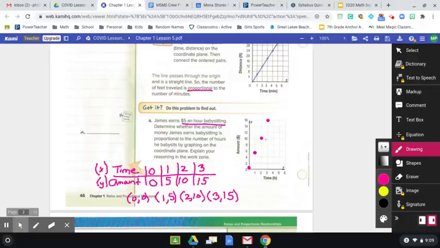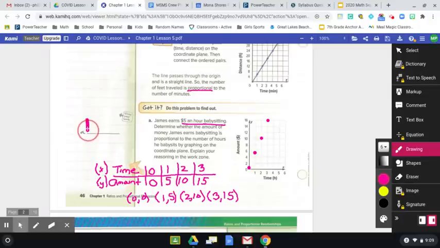Mine's a little tougher with the pen I'm using, but I hope you understand that absolutely these are going to fall in a straight line, and they should, because you have that pattern of $5 going every single time, every hour, $5. And so when you see that, and also notice it's going through 0, it's a proportional relationship.